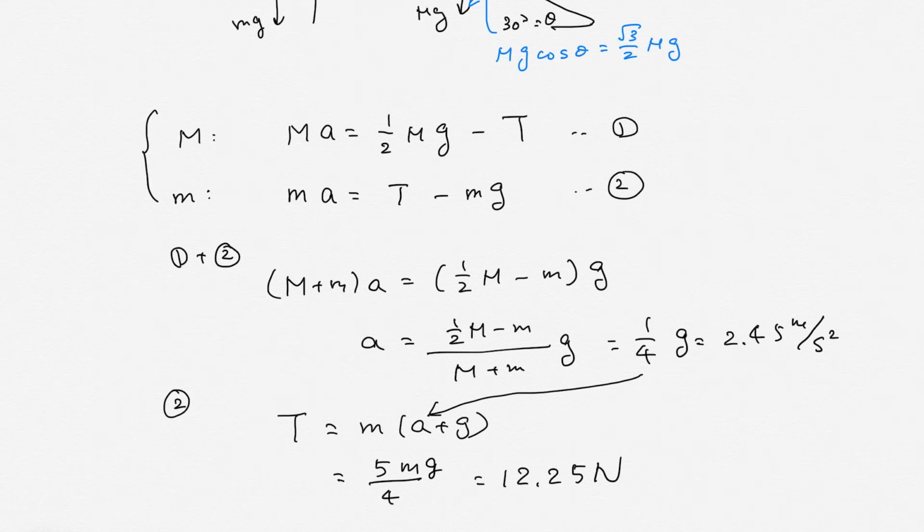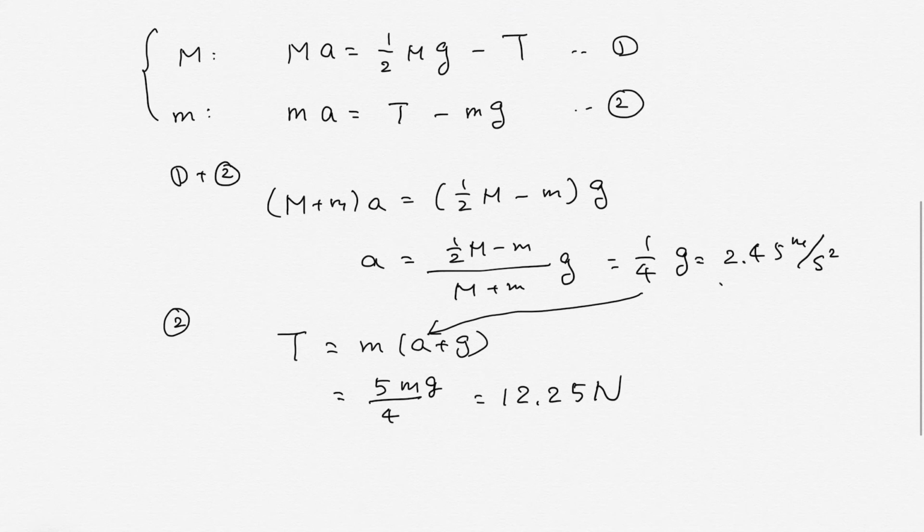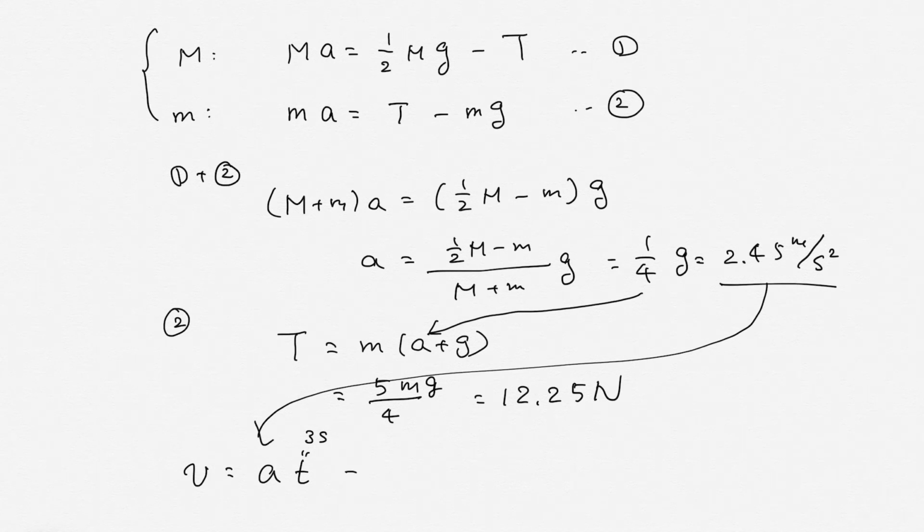Last one, the speed of the objects. We have already found the acceleration a is 2.45 meters per square second. The velocity is obtained as acceleration times time. So you can substitute 3 seconds, and the acceleration is here. Then it becomes 7.35 meters per second. This is the answer to this practice.